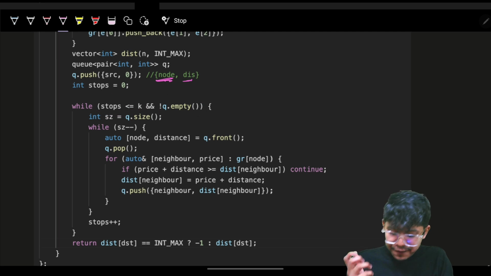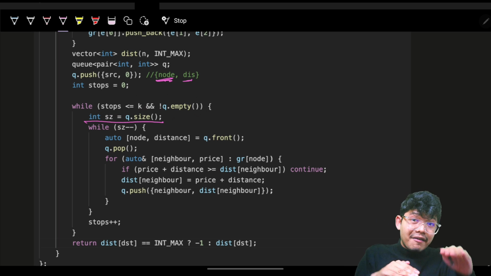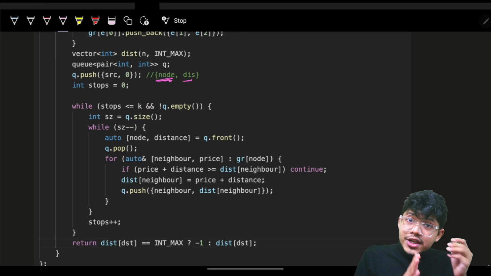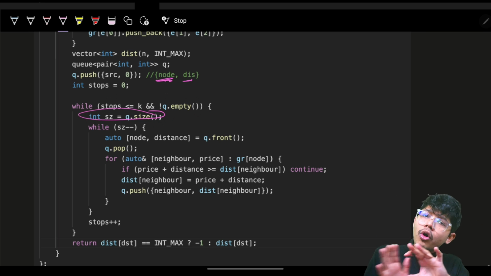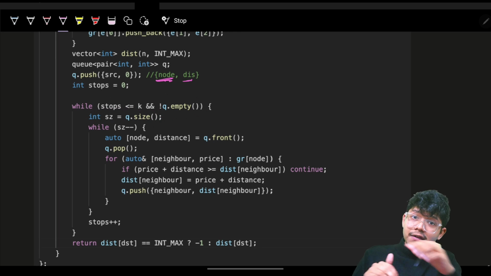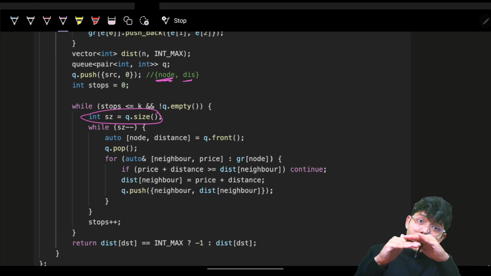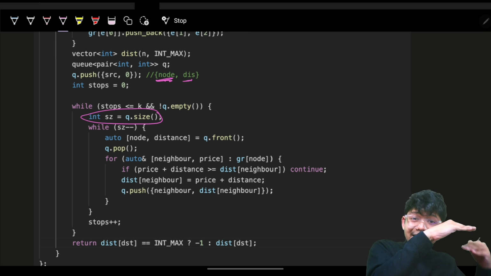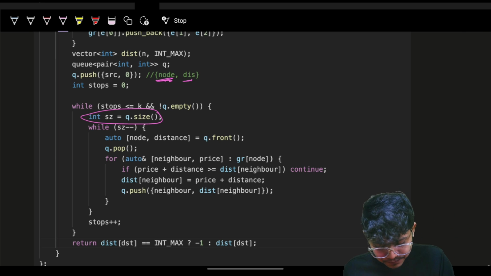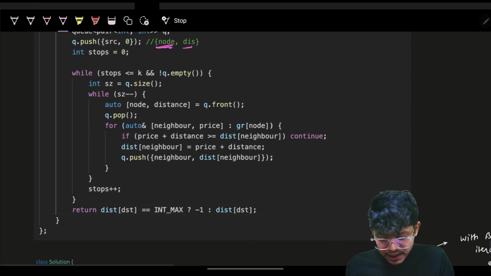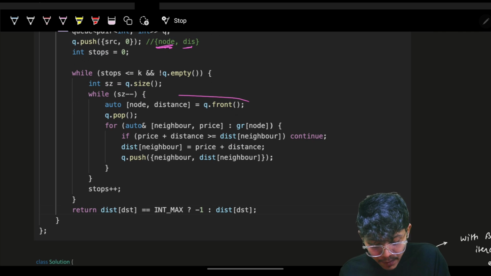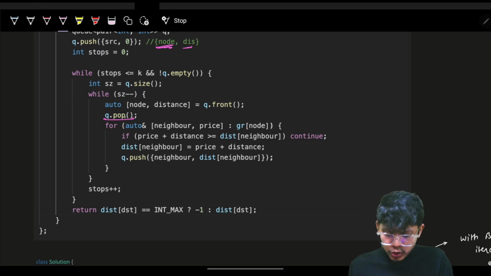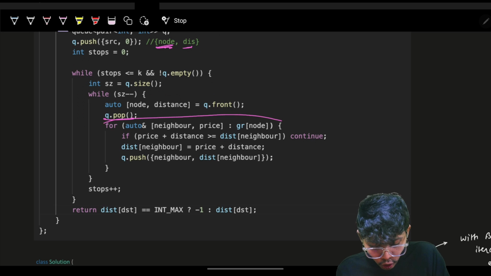Now as a simple BFS we grab the size because we want to go level wise. Again, there are many questions in which this is not required, but I highly recommend you follow a standard pattern for all the BFS approaches. Always go level wise. This indicates that I'm always going level wise. I'll complete one level first and then only go to the next level, which is the basis of BFS. Now until your size is not empty, grab the front element, remove it from the queue, and then simply go on to all of its neighbors.